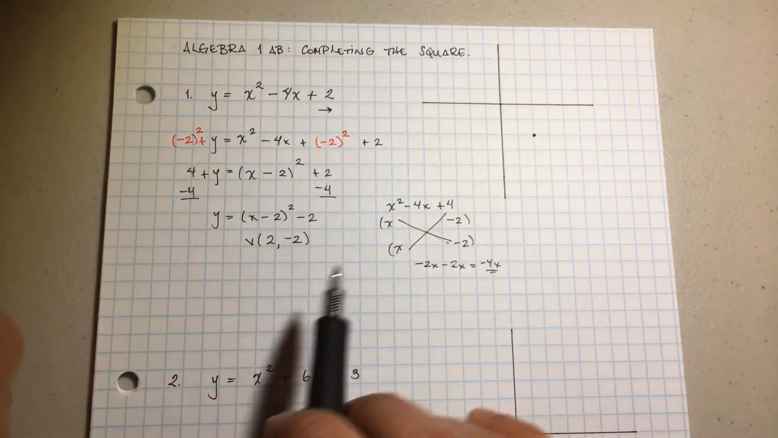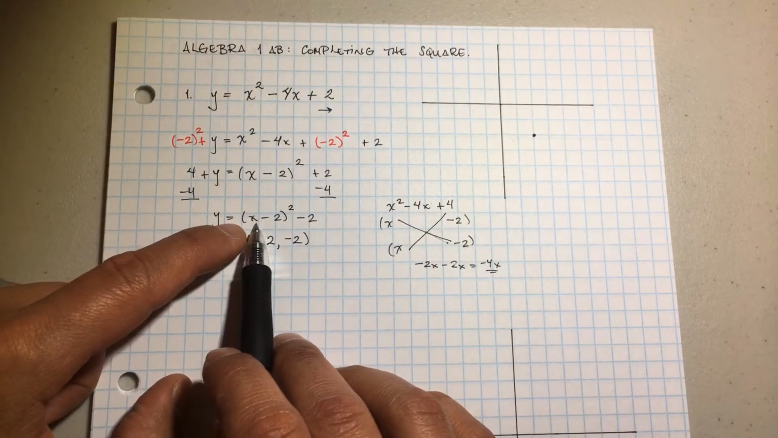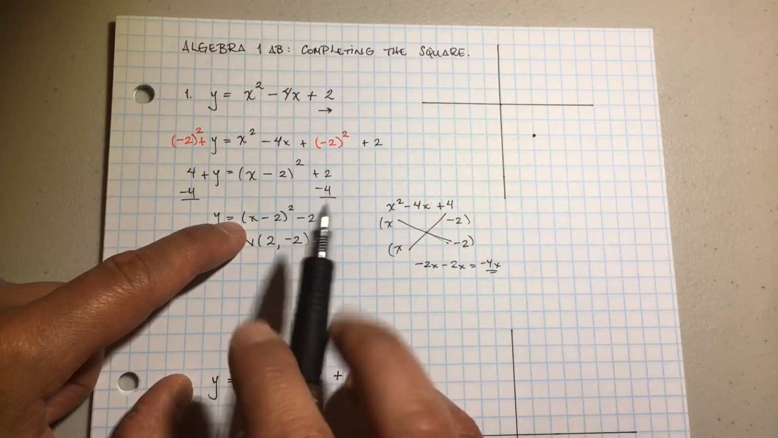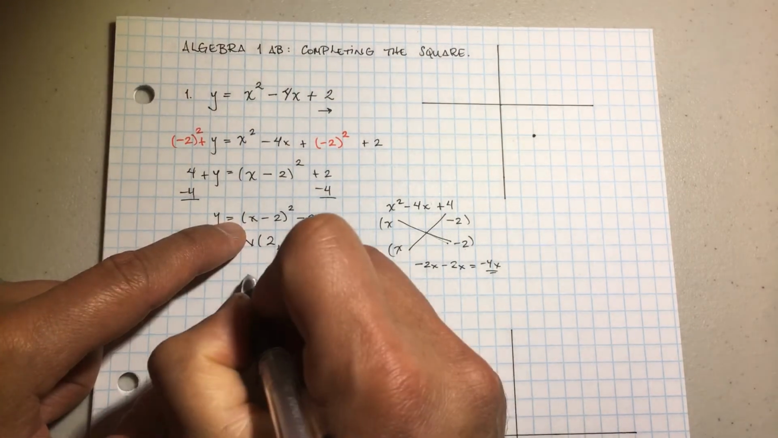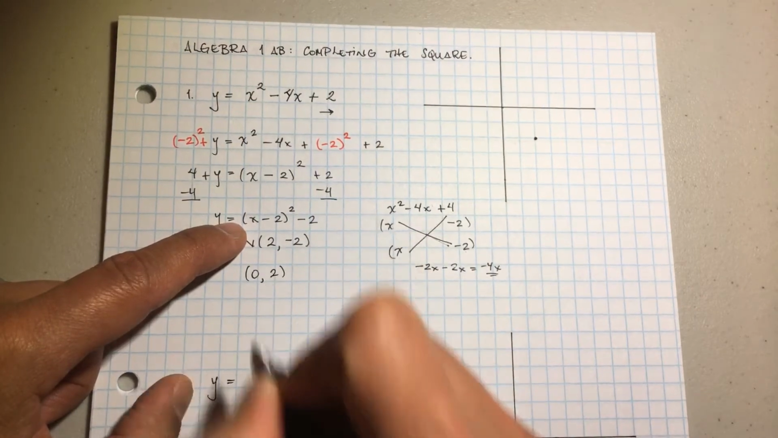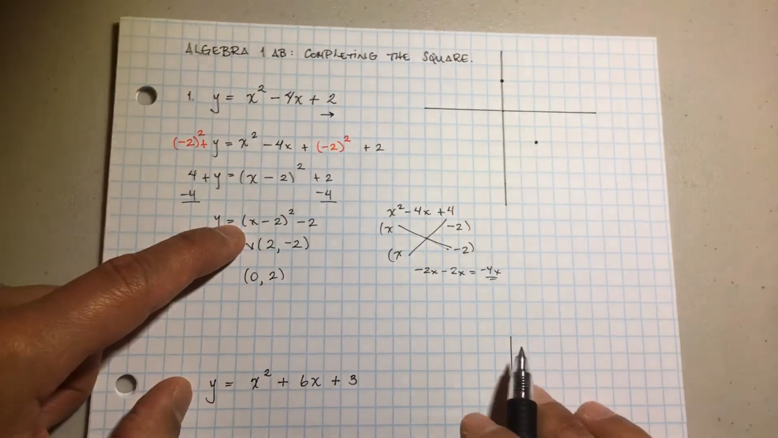Vamos a hacer la gráfica un poquito más detalladamente. Vamos a meterle el 0. We're going to put a 0 here. Okay, 0 minus 2 is -2. -2 squared is 4. 4 take away 2 is 2. Entonces, cuando yo le agrego el 0 en la x, me sale positivo 2. Entonces, 0 positivo 2 está acá. Ahí está. That's 0, 2.